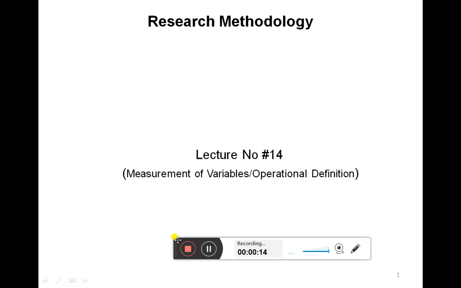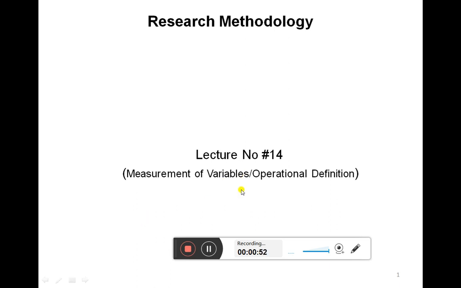Students, today we are going to discuss the 14th lecture of the course, and today our concern is the measurement of variables. In the last series of sections, we have discussed the different concepts relevant to hypothesis, relevant to variables, and relevant to statistical notations. Today we are going to discuss a bit more about variables. Our concern is how we will measure the variables.